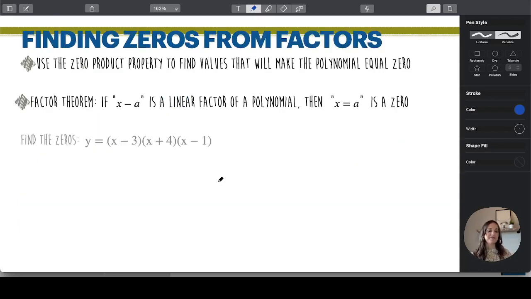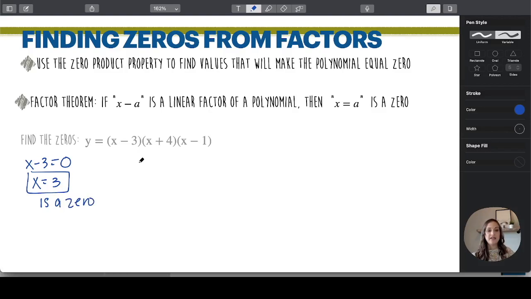Finding zeros. Okay, so we are going to use the zero product property to find values that will make the polynomial equal to 0. Meaning, if x minus a is a linear factor of a polynomial, then x equals a is a 0. Meaning, if x minus 3 is a linear factor because it is being multiplied by other factors, that means I can set this equal to 0 and solve, which means I would add 3 to both sides. That means x equals 3 is a 0.